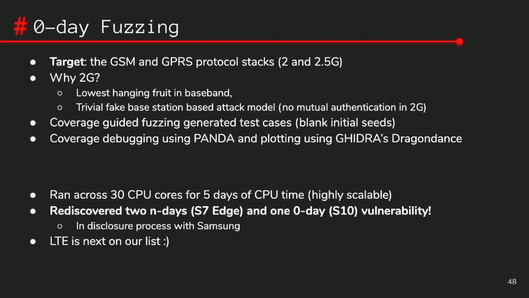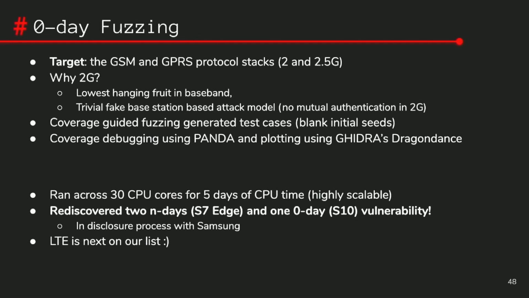Once again, our target was GSM and GPRS because if we find something here, this is the lowest hanging fruit. Why not look at LTE or 3G or even 5G? At the end of the day, if you're trying to compromise a baseband, you're going to go for the easiest target. 2G is that target, and it is still implemented in pretty much every baseband today. You can do a fake base station attack trivially. There's no mutual authentication, so it's easy to craft any message you like.